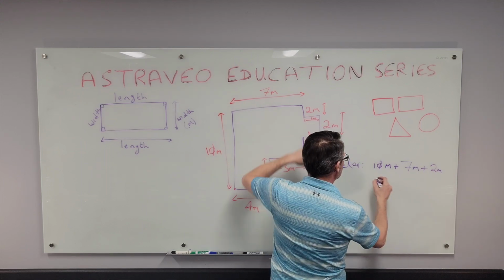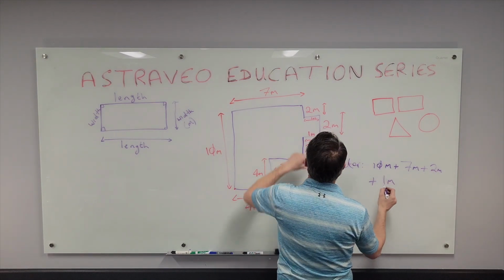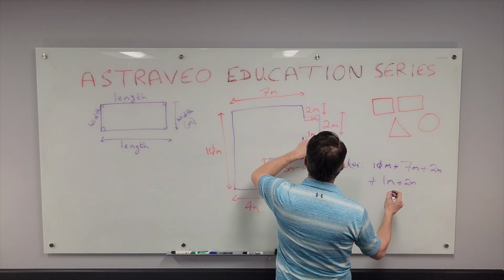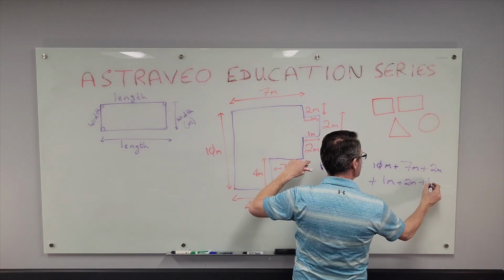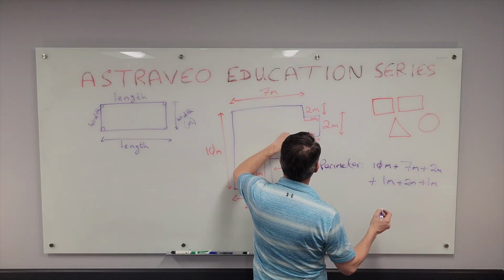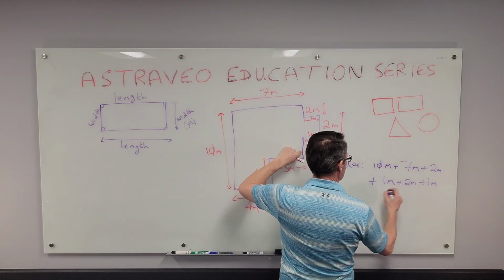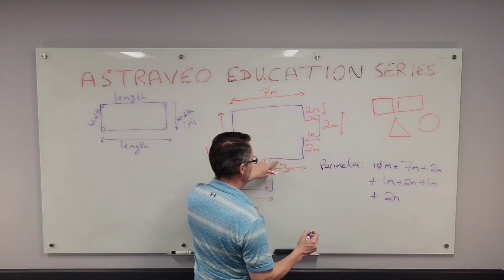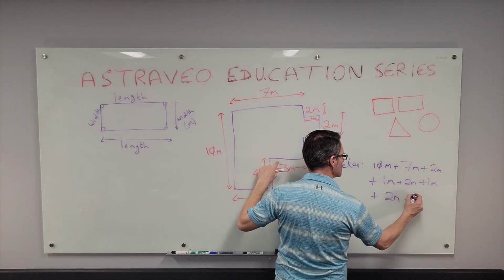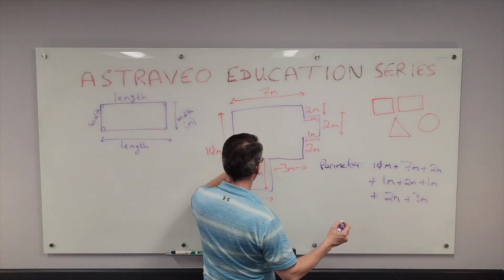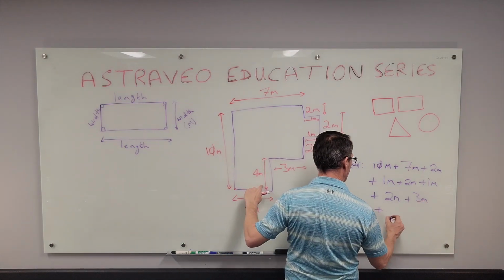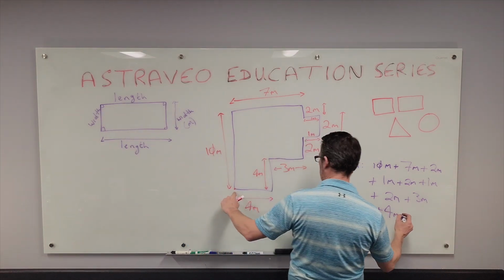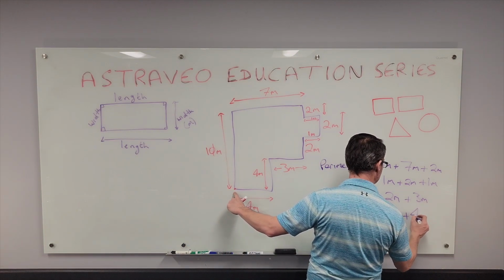Let's walk along here. That gives you 1 meter. Let's walk down here. That gives you 2 meters. Let's walk along here. That gives you 1 more meter. Let's walk down here. That gives you 2 meters. We're going to walk along this length here, which is 3 meters. We're going to walk down to the bottom, which is 4 meters. And then finally, back to where we started, another 4 meters.